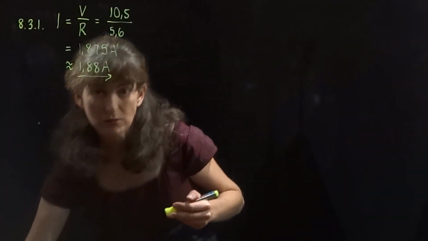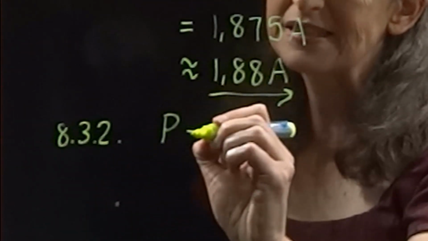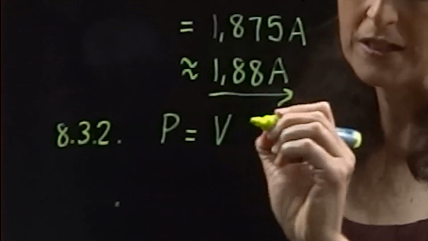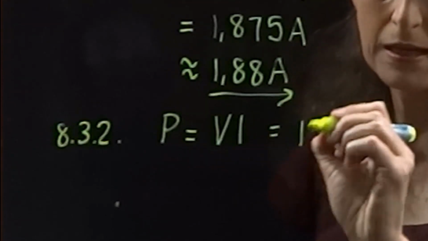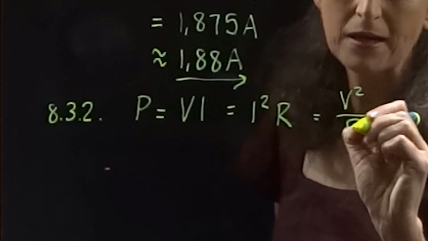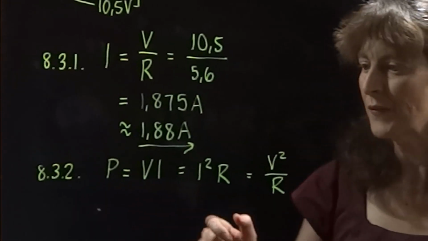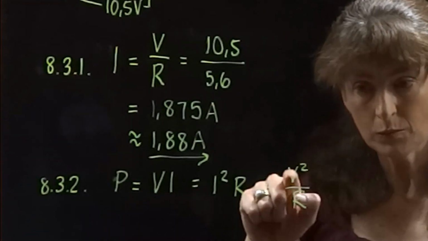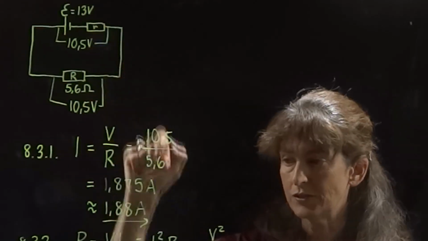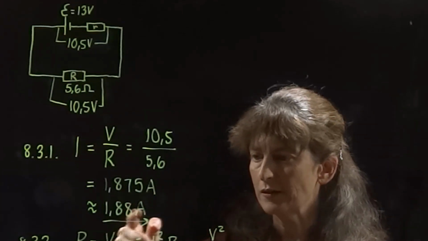Now the next question is also very easy. We're asked to find the power dissipated through that resistor. And we know that power is equal to V times I, or else we could take I squared R, or we could take V squared over R. Any of these will give you the correct answer, as long as you substitute correctly. So the voltage must be the potential difference across the resistor, 10,5, not 13. And then the resistance we know is 5,6, and the current strength is 1,88.